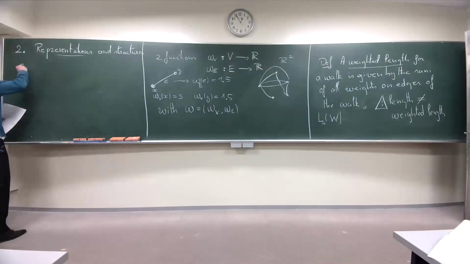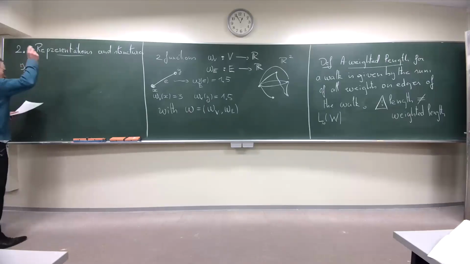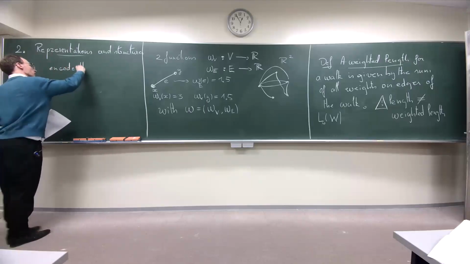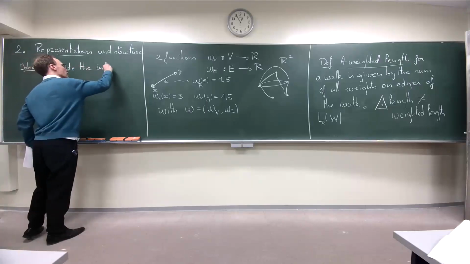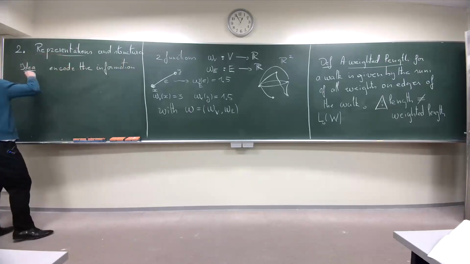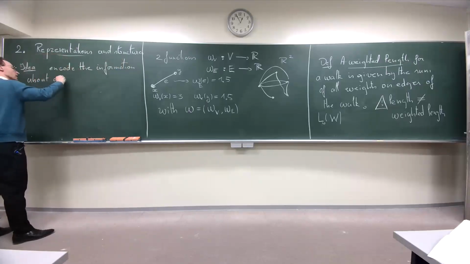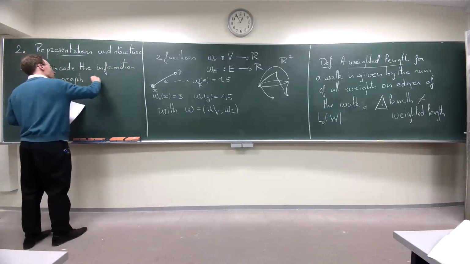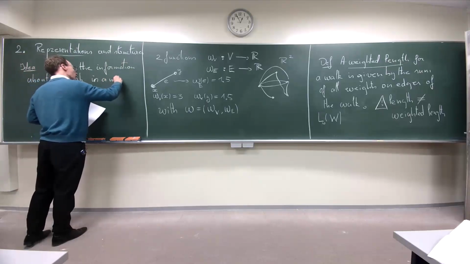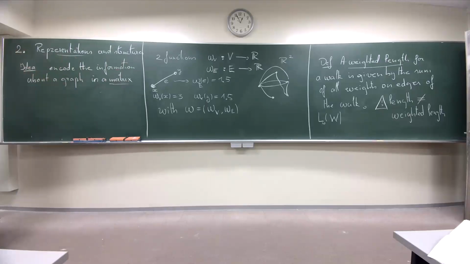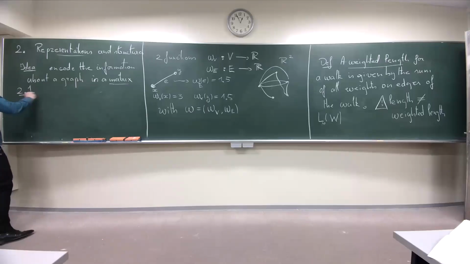The idea of this section, or this chapter, is to encode the information about a graph in a matrix. Matrices are quite convenient. You are not obliged to do it in a matrix, but they are quite convenient. So section 2.1 is matrix representation.